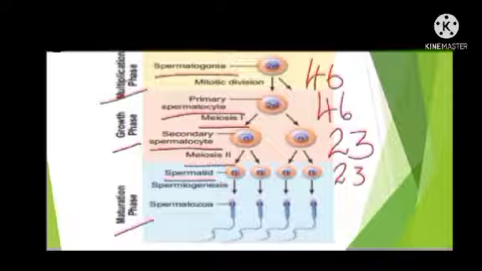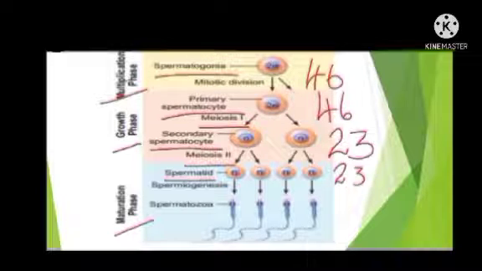Now, the spermatid which is formed is just like a normal cell, isn't it? It is round in shape, just like a normal cell. So if it is like that, it cannot move, isn't it? The sperm has to move and reach the ovum for fertilization.